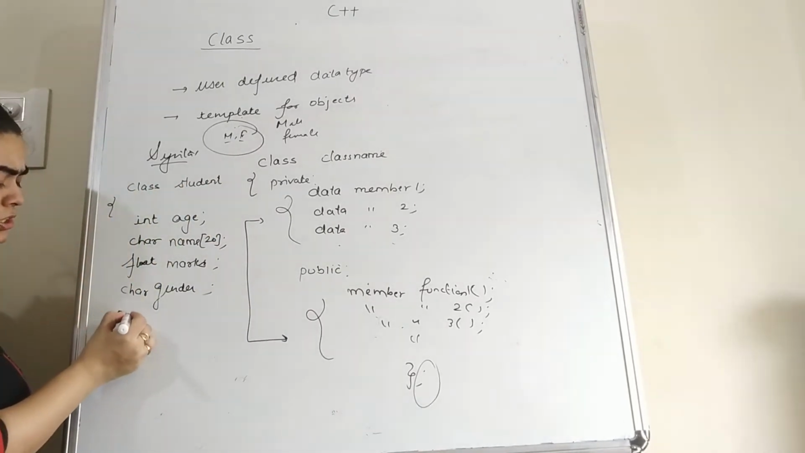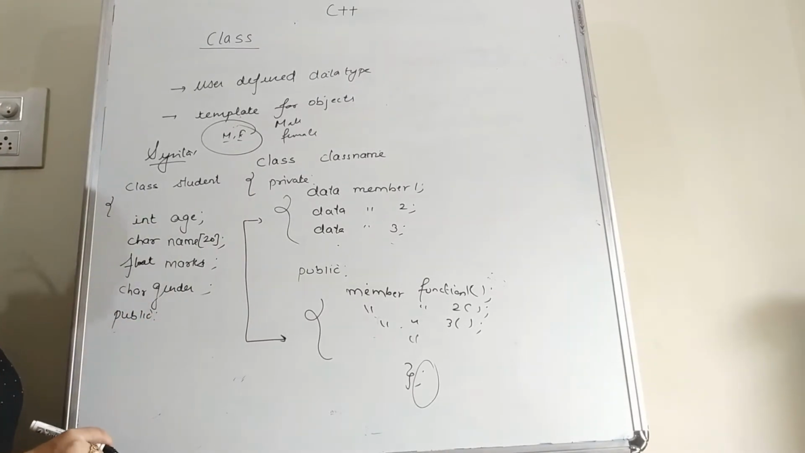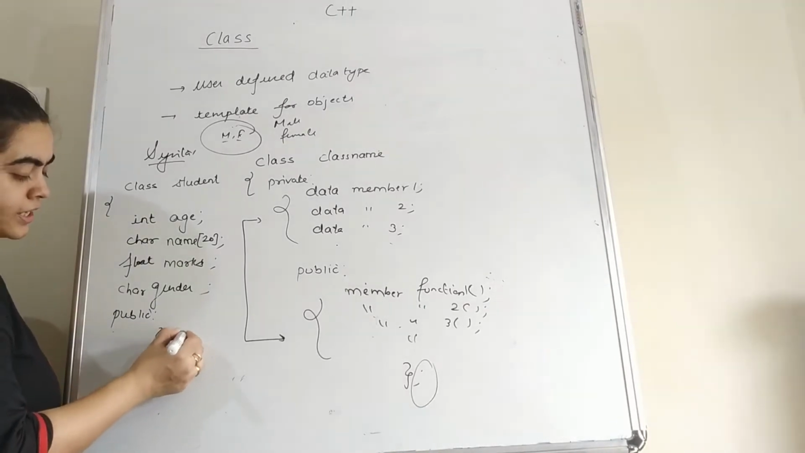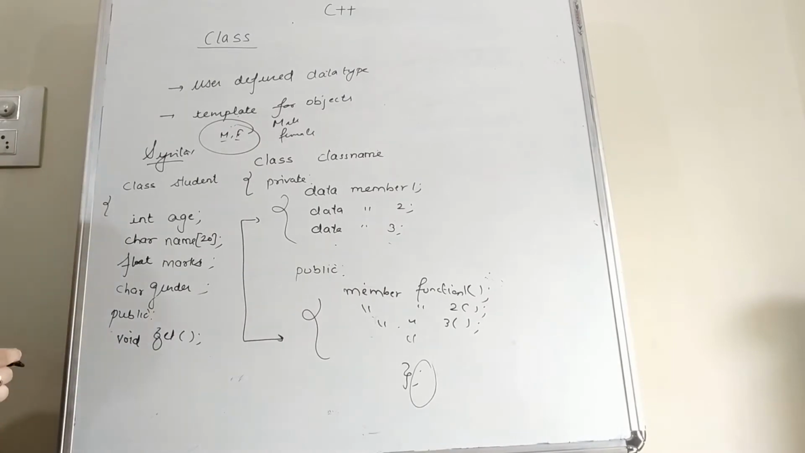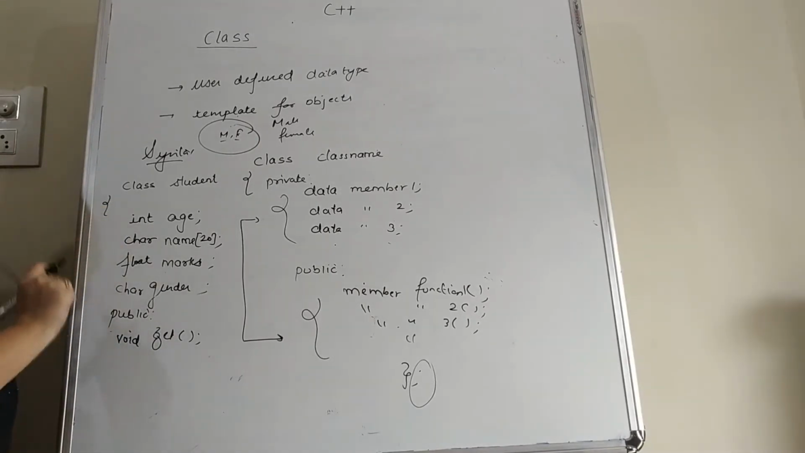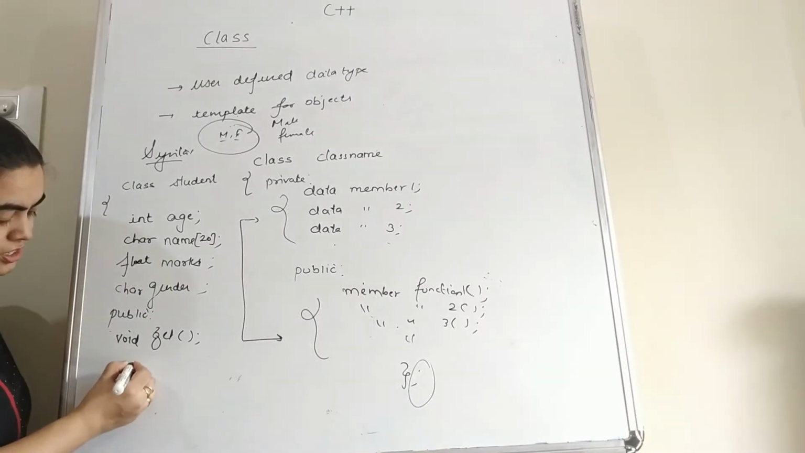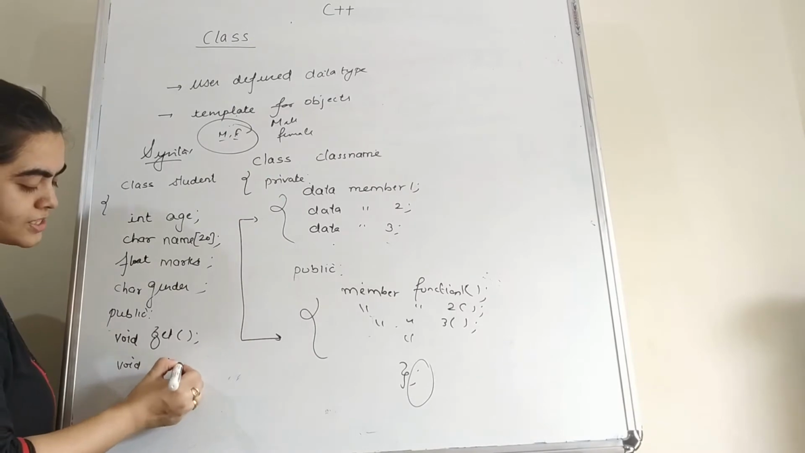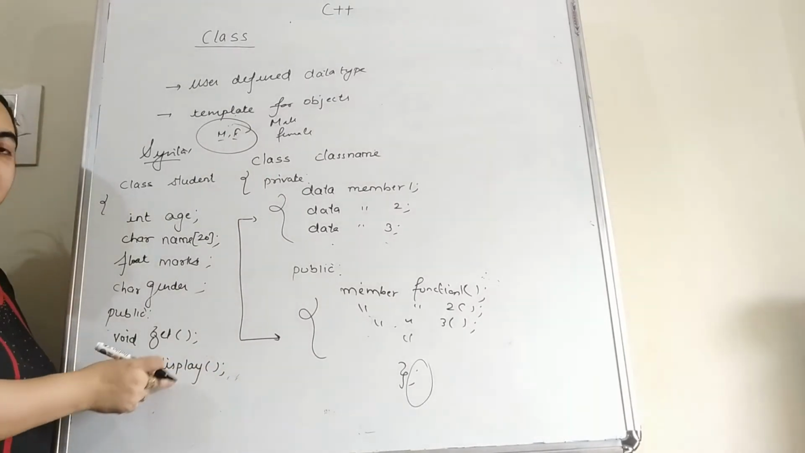After the data members, in the public category we have to define the member functions. So first member function, suppose we are writing get. Get means we have to collect the information from the student about these data members. So get function is for that. Next function is, after getting the information from the student, now we can display that information. So for that we have a function with the name display.